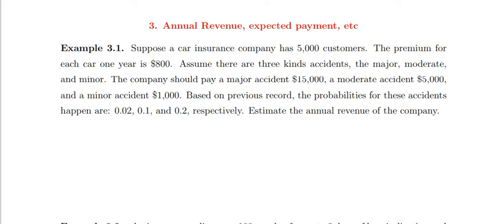Suppose a car insurance company has so many customers. Like this insurance company insured 5,000 cars, and the premium for each car for 1 year is $800. So their annual group income equals 5,000 multiplied by 800, right?